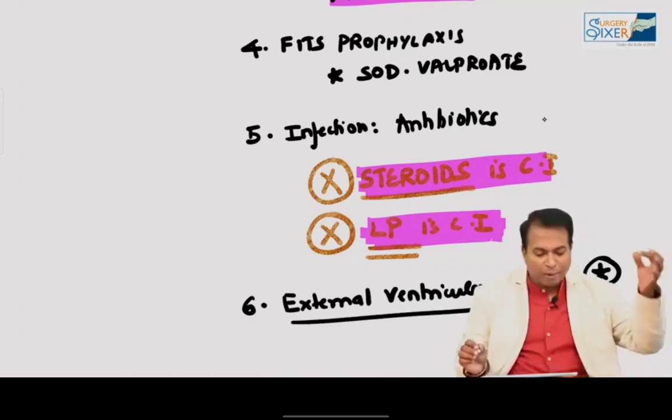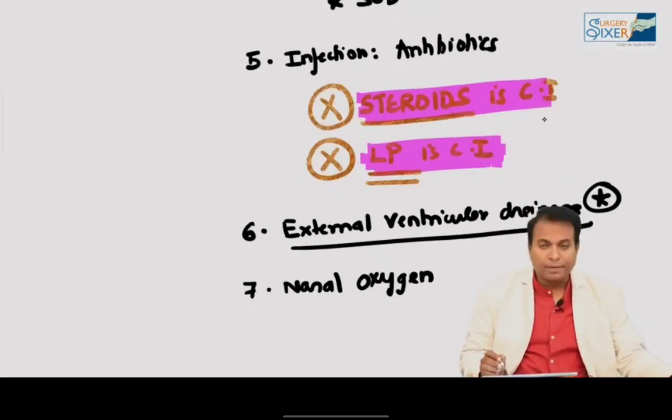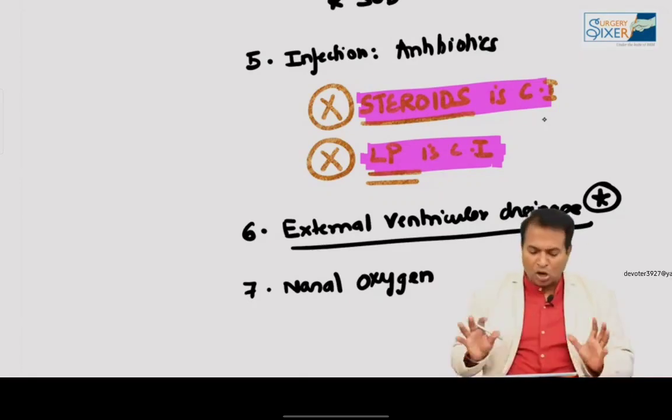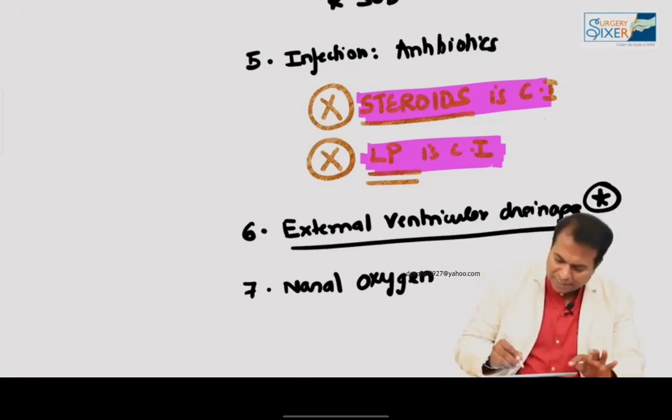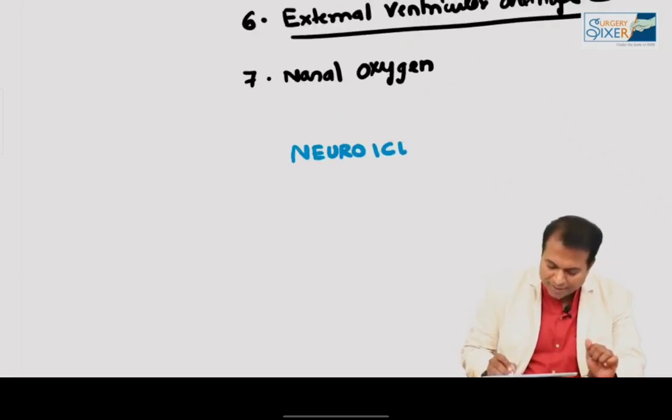We can reduce the CSF by putting an external ventricular drainage. And we can give nasal oxygen. You have to give nasal oxygen to prevent hypoxic brain damage. And with all these things, what you must do in a trauma center is maintain certain neuro-intensive care unit values. We have to maintain some neuro-ICU values from Bailey and Love.